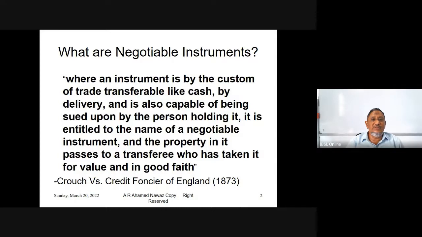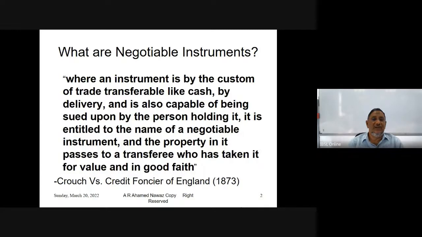Where an instrument is by custom of trade transferable like cash, by delivery, and is also capable of being sued upon by the person holding it, it is entitled to the name of negotiable instrument. And the property in it passes to the transferee who has taken it for value and in good faith. Crouch versus Credit Foncier of England, 1873. This was the definition given in this court case.